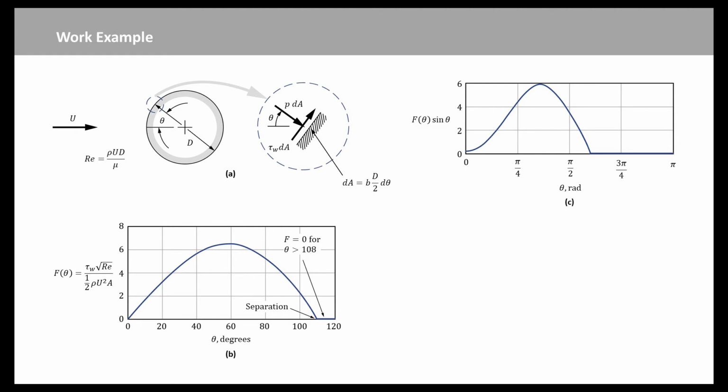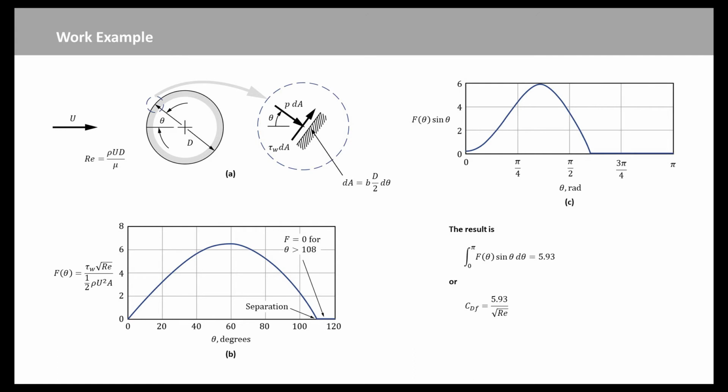The function f(theta) times sin theta, obtained from Figure B, is plotted in Figure C. The necessary integration to obtain C_DF can be done by an approximate numerical technique, or by an approximate graphical method to determine the area under the given curve, so that we obtain this result for C_DF.